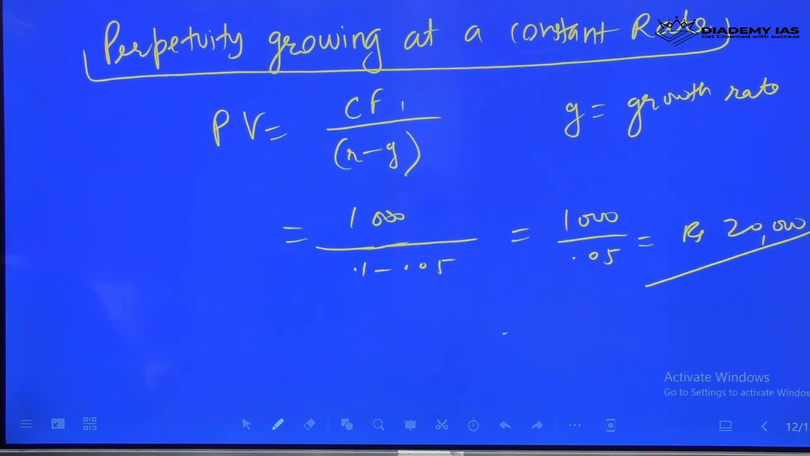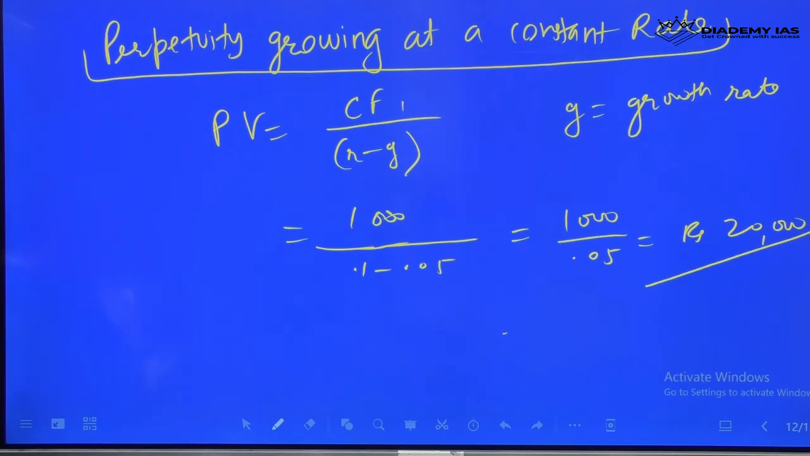The next is present value of an annuity growing at a constant rate. Present value of an annuity. Please come to page number 2.18.